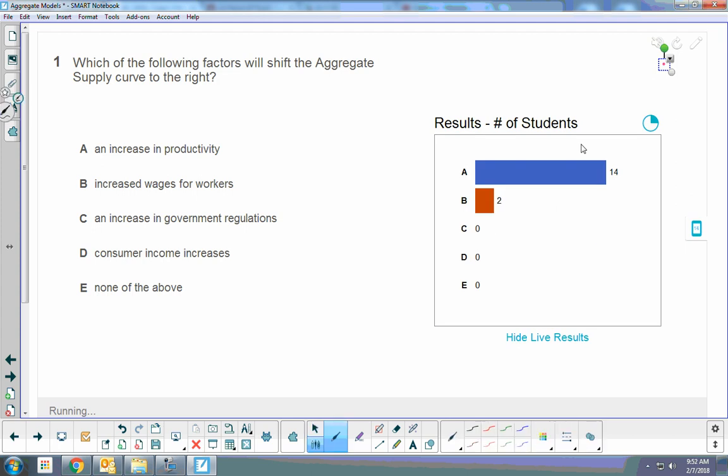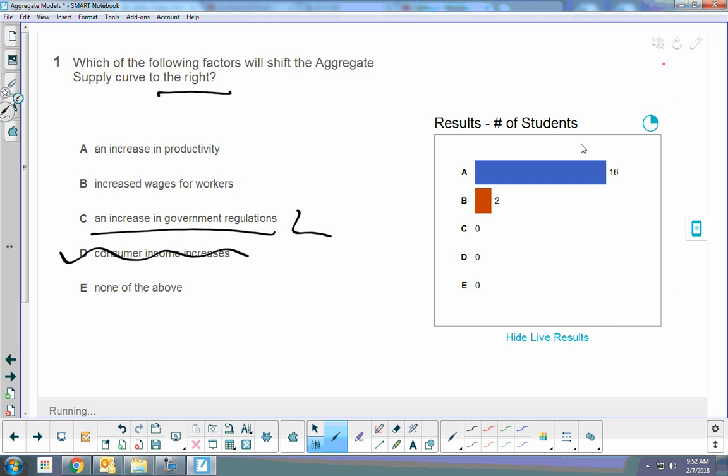Okay, majority will put A. Will one person change their mind really quickly? Which of the following will shift it to the right? So consumer income, that's aggregate demand. An increase of regulation shifts it to the left. Why would more regulation shift the aggregate supply curve to the left, Carson? You have to follow all these laws and rules. You have more time spent doing that and less time actually producing. So that's why there would be less production.